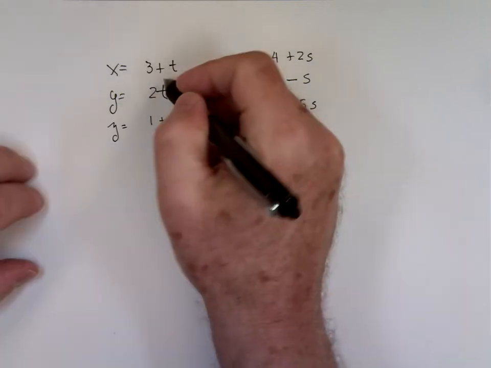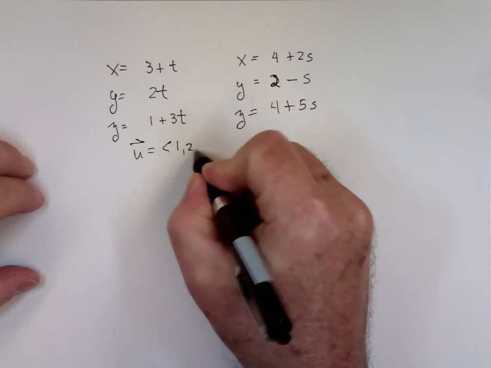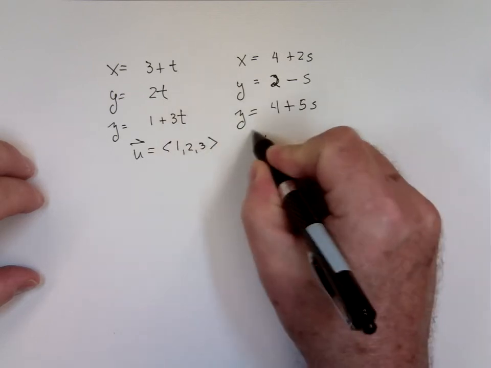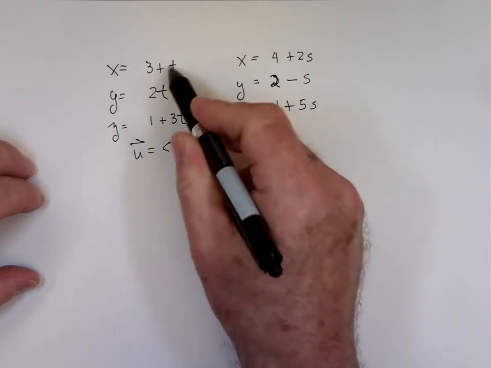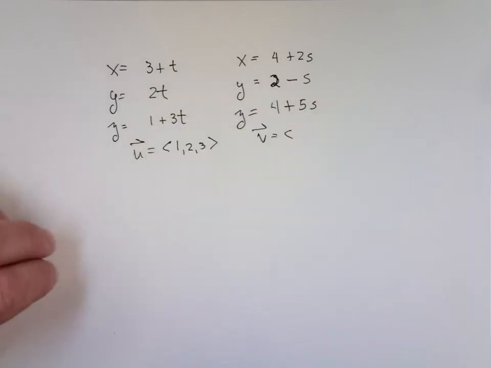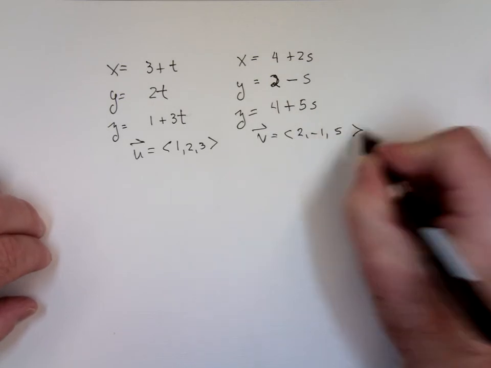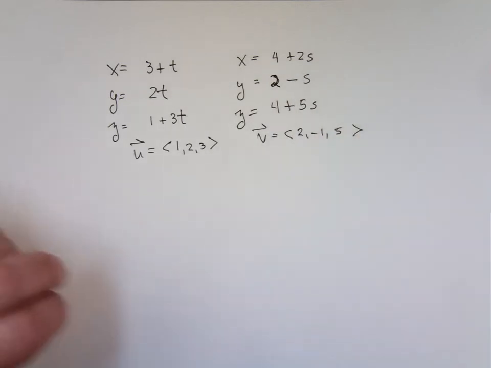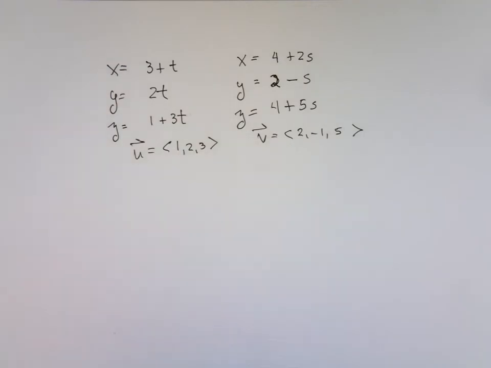First, you find the direction vector for this line: 1, 2, 3. And you find the direction vector for this line: 2, -1, 5. These components come from the coefficients of the parameter. They're not constant multiples of each other, so they are not parallel and they are not the same. Now, the question is, are they intersecting or skew?